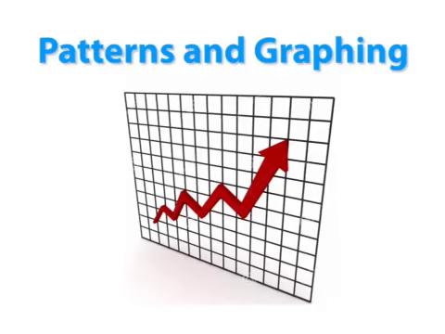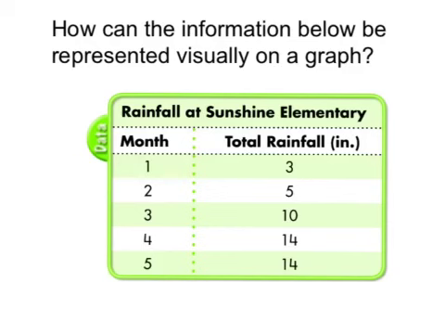This lesson is on patterns and graphing. This data table shows the total rainfall in inches over the last 5 months at Sunshine Elementary. So here's a question for you. How can we take this data and visually represent it on a graph? That's your task.